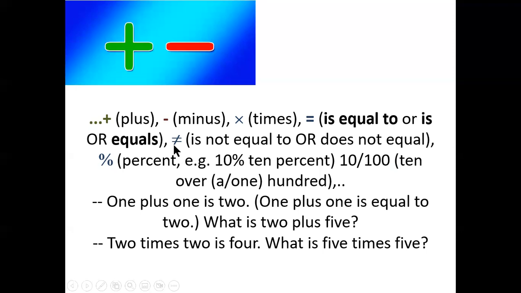This sign means is not equal to, or does not equal. 2 plus 2 is not equal to 5.